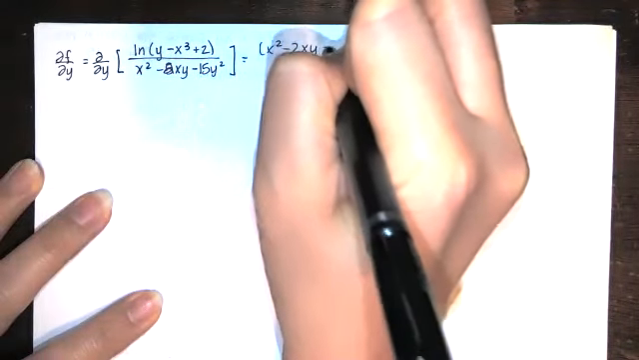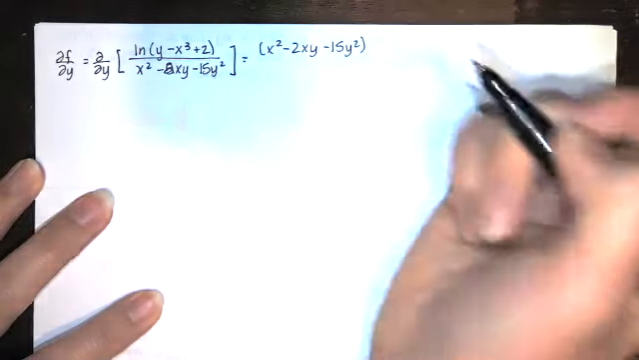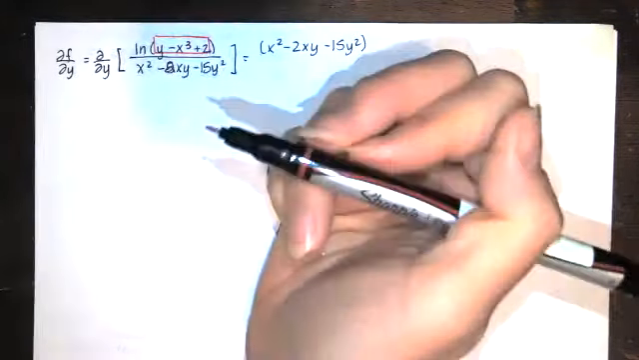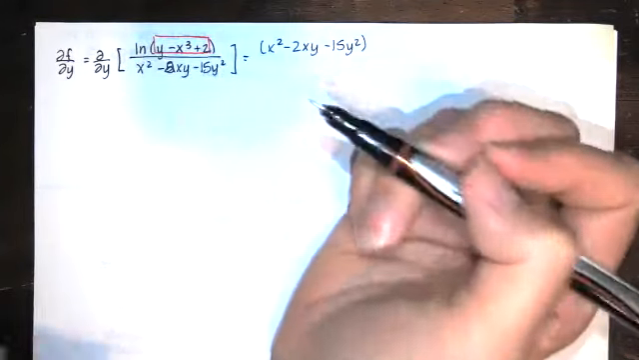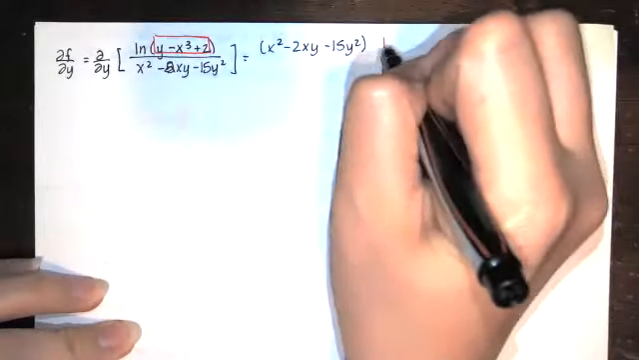I would just use the quotient rule for this. We're going to get the bottom function times the derivative of the top function. Now, that's a composite function. We've got a polynomial inside a logarithmic function. So I need to use the chain rule. The derivative of log of some function is 1 over that function.